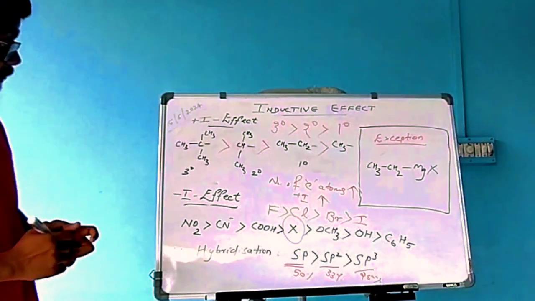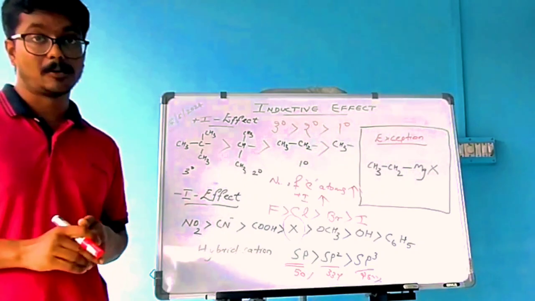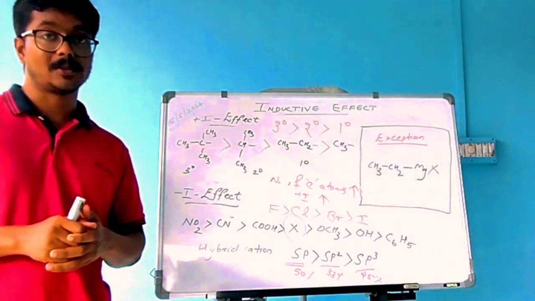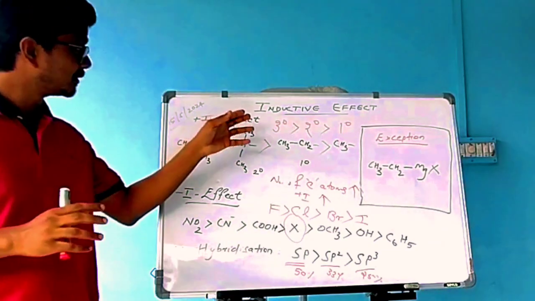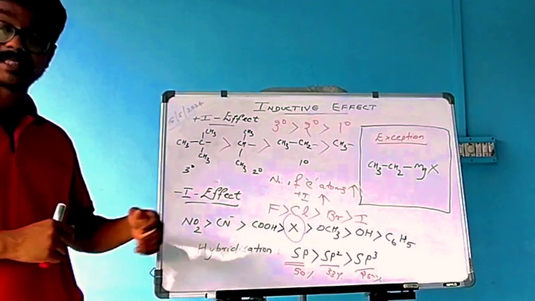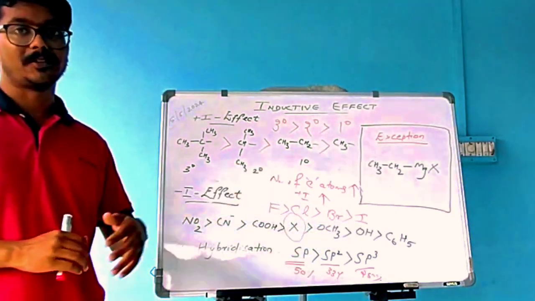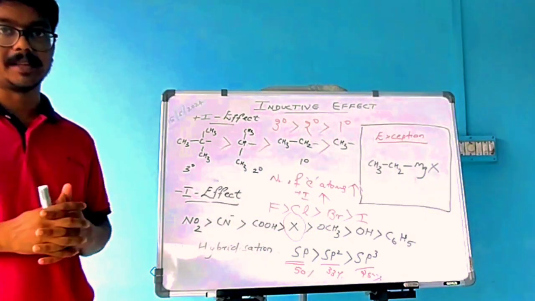So the minus I effect is shown by all functional groups, and in addition to that, the hybridization of a particular group also has an effect on these minus I groups. When the s character is more, the minus I effect is also very high.